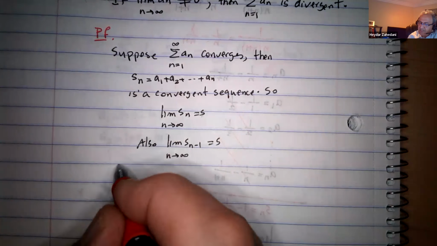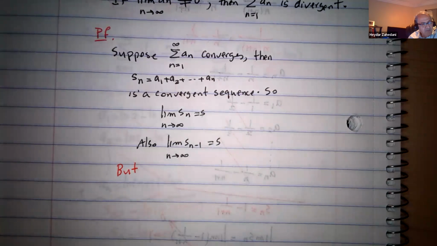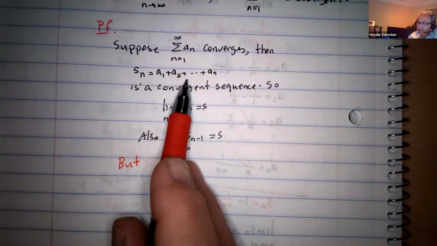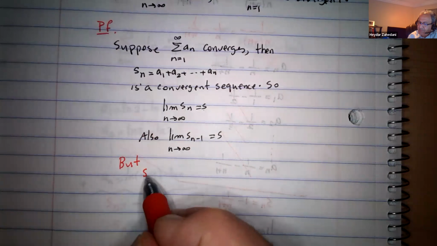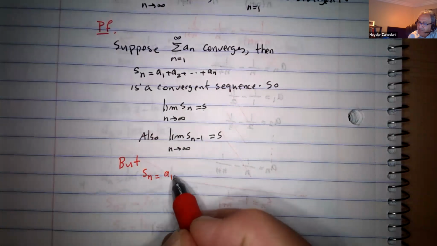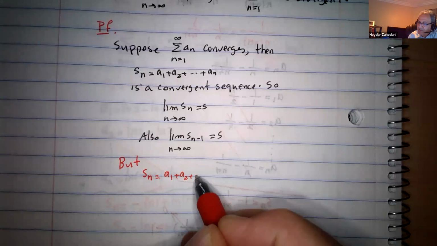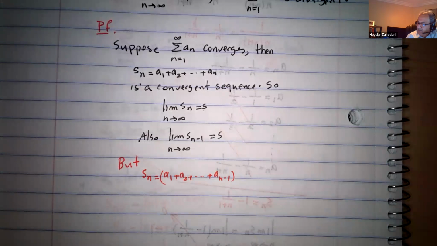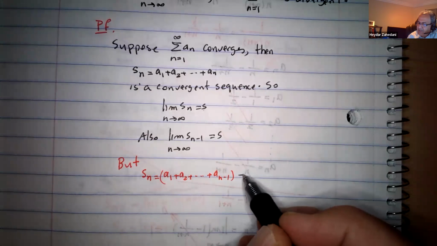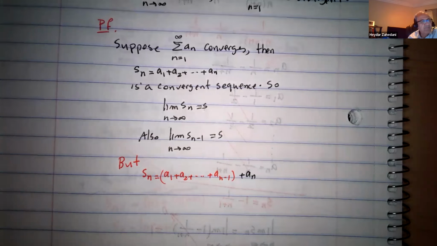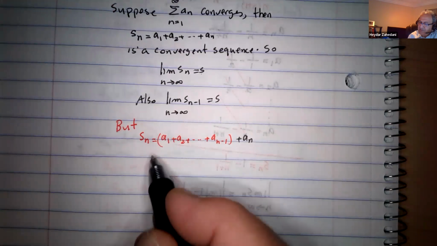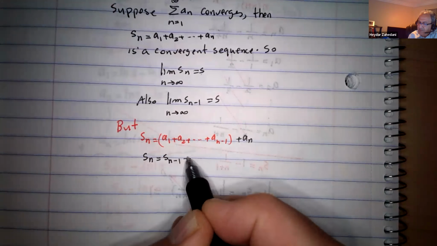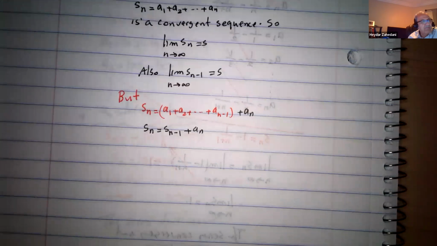But what is this? And the term is going to be what? Look at the Sn. Sn is equal to what? It is a1, a2, up to a(n-1), plus an. But this is S(n-1). So Sn is equal to S(n-1) plus an. Take the limit.